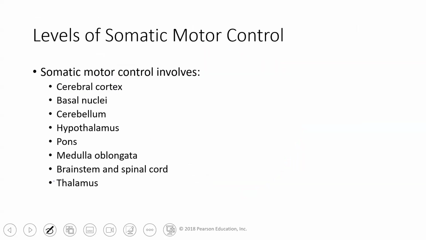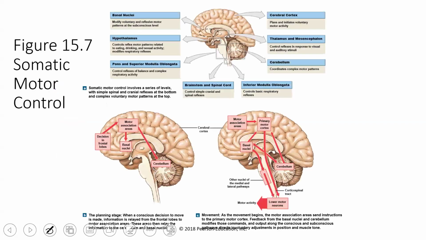So levels of somatomotor control, that's going to involve the cerebral cortex, that motor cortex, that homunculus man that we saw, our basal nucleus, and our cerebellum. Okay, so our three main components right here: motor cortex, basal nucleus, and cerebellum. And then we're also going to have hypothalamus, pons, medulla, brainstem, and spinal cord, which pons, medulla, and midbrain are the brainstem, and the spinal cord and the thalamus get involved as well. But these are the big three right here. So those coordinate our movements.